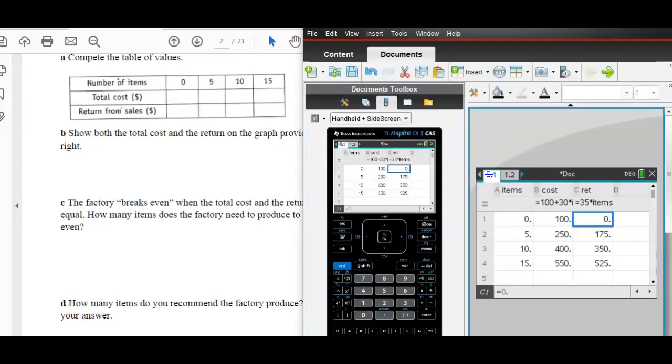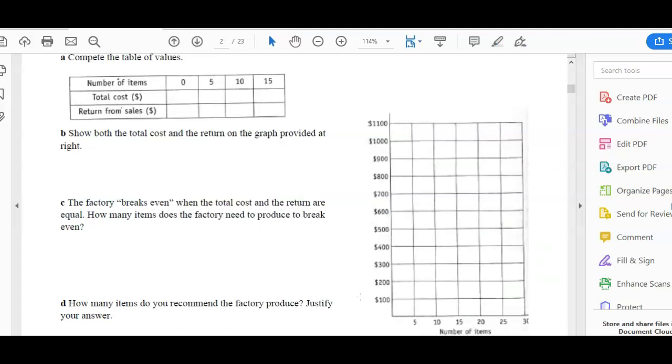Okay, so if I go here, oh, sorry, 550. So the first point is 0, 100. The second point is 15, 550. So 0, 500, 15, 550 is here. Then you draw a straight line going through them.